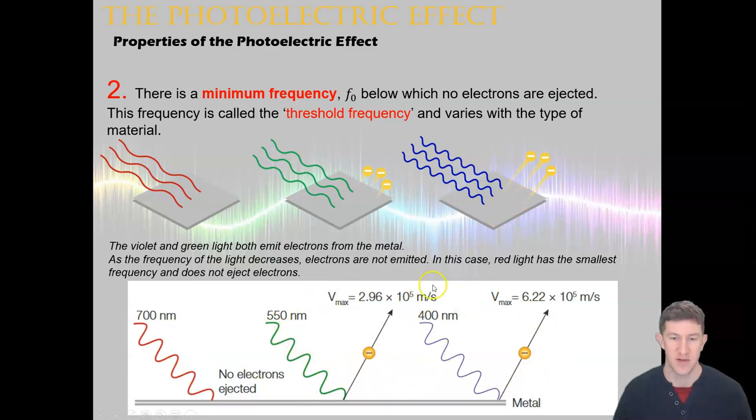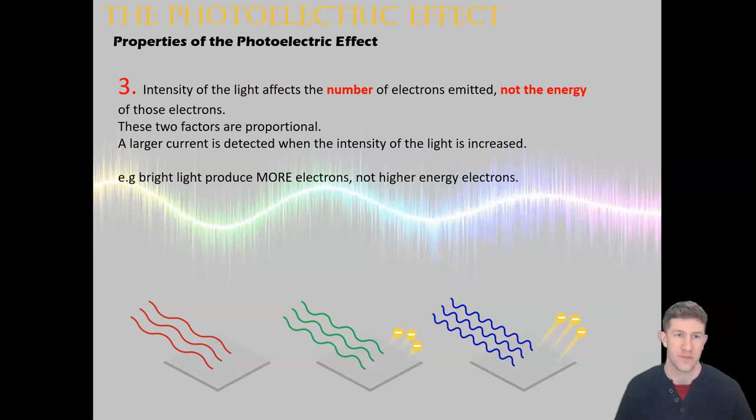And you can see a similar representation here, but they've given you the actual wavelengths in nanometers. So it's important, F0 is the minimum frequency, and that's the threshold frequency. That's the point at which we start ejecting electrons, or the lowest frequency that we can go and still produce electrons.